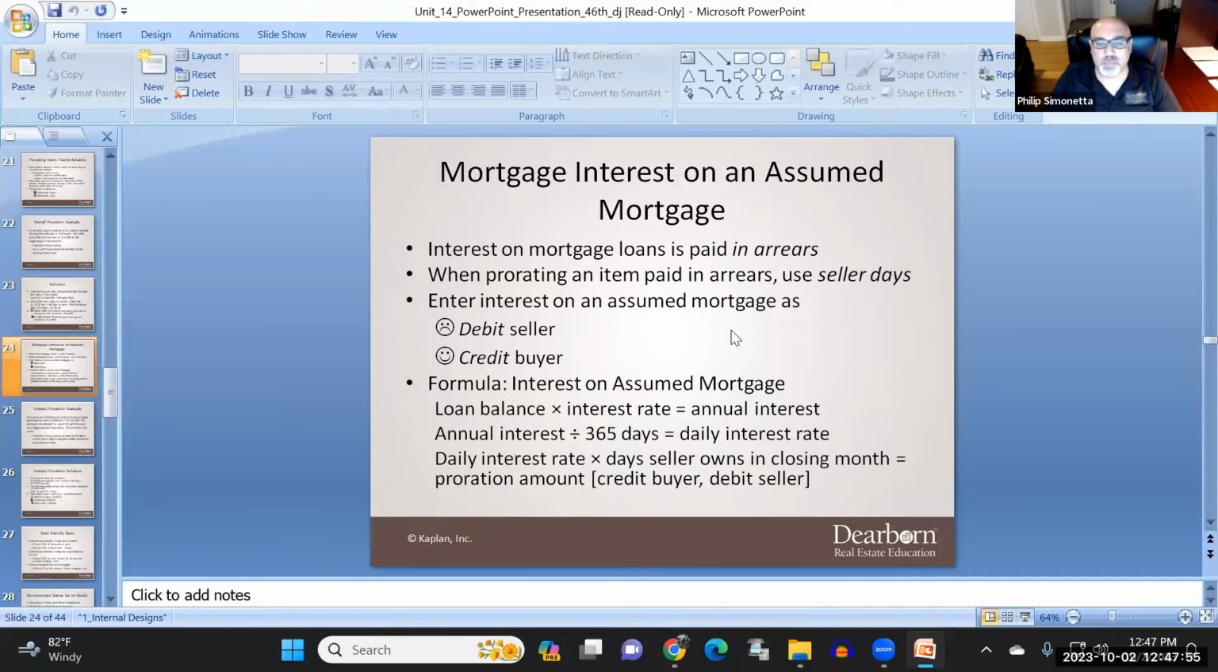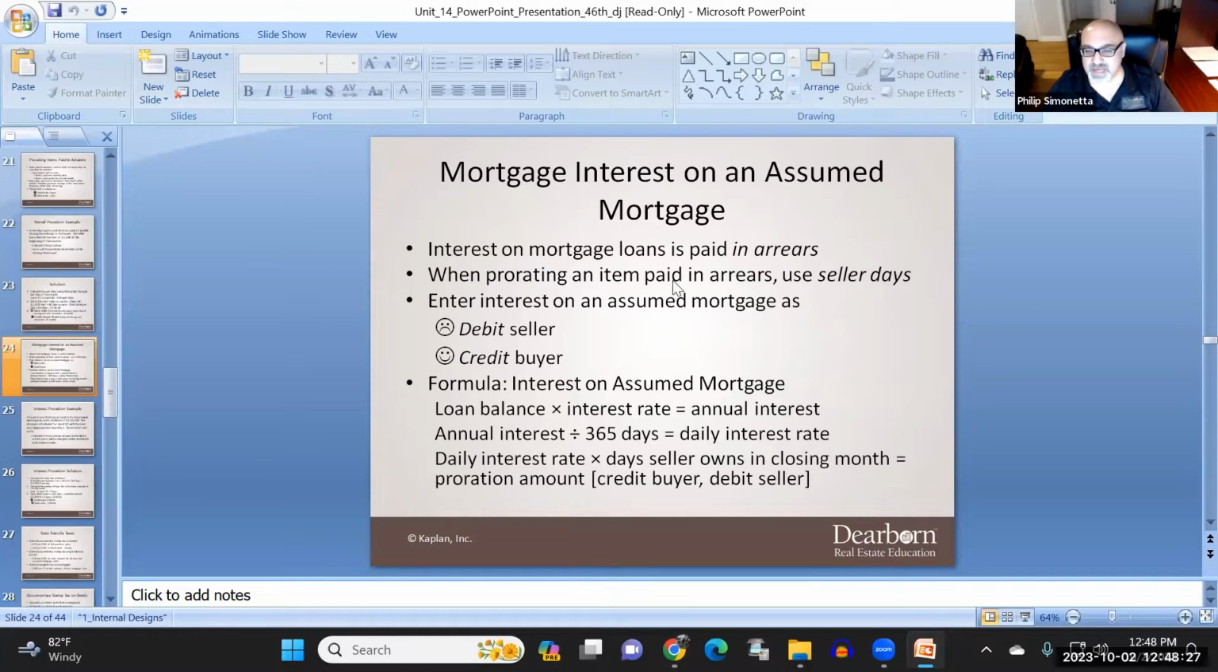Now let's talk about mortgage interest on an assumed mortgage. Only on an assumed mortgage, okay? Not on a new mortgage. Interest on mortgage loans is paid in arrears. Again, when you pay October's mortgage, you're paying for September. It's September's payment and September's interest. When you pay November, it's for October. You live, then you pay, right? So it's always in arrears, just like taxes.